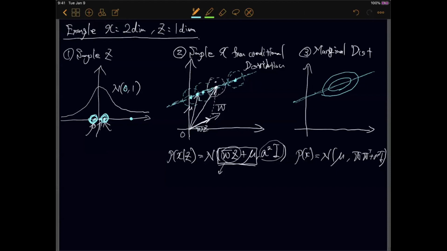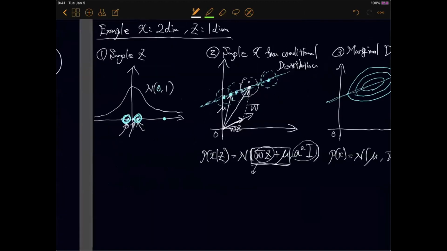This is a contour of the normal distribution. So that's easy. These are the generative process of the probabilistic PCA. Hopefully, it helps you understand the probabilistic PCA. So then, that's all my presentation.